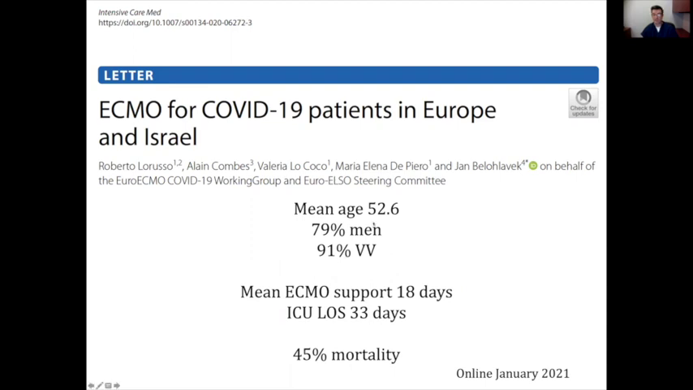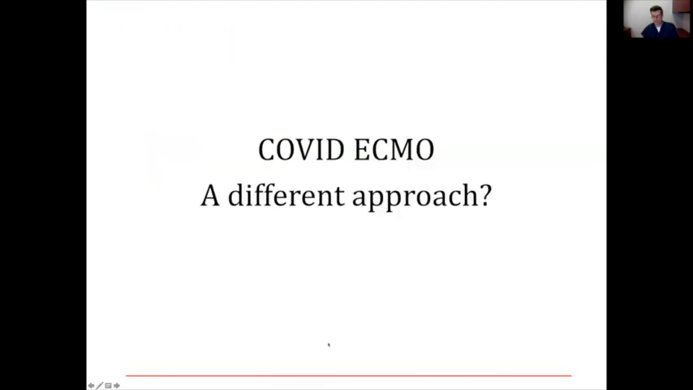Mean age, again, 52, 79%, and very similar data. 91% were veno-venous. Mean ECMO support was 18 days and ICU length of stay was 33 days, and their overall mortality was similar to the other studies at 45%.